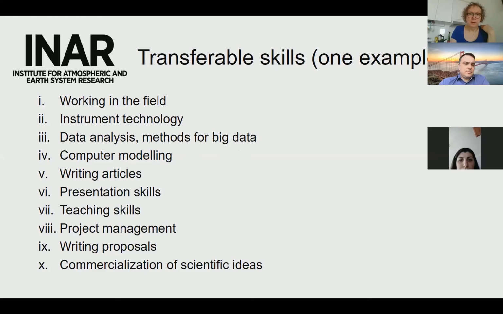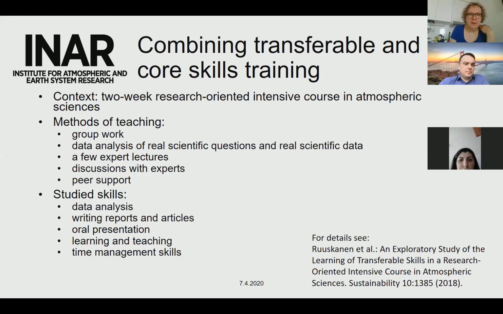And thus, at least I call them transferable skills as well. And it's possible to combine even on a course level. So there's an example of a 1-2 week research-oriented intensive course. I think Sini will also show something related to this course in her presentation next.